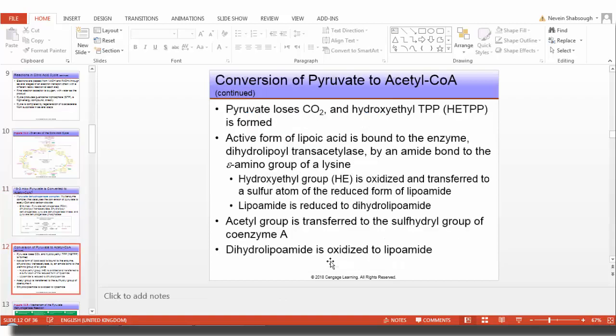Now, pyruvate first loses CO2. If we look at the mechanism here, hydroxyethyl TPP is formed, then the active form of lipoic acid is bound to the enzyme dihydrolipoyl transacetylase by an amide bond to the epsilon amino group of lysine. Then this hydroxyethyl group is oxidized and transferred to a sulfur atom of the oxidized form of lipoamide, which is then reduced to dihydrolipoamide. The acetyl group is transferred to the sulfhydryl of coenzyme A, and then this dihydrolipoamide is oxidized to lipoamide.